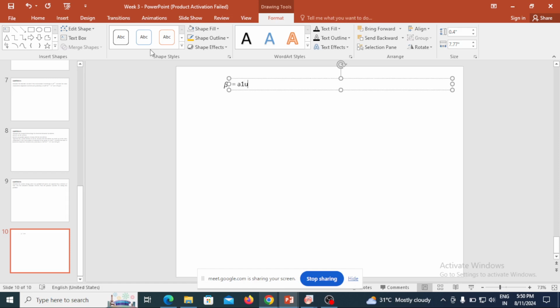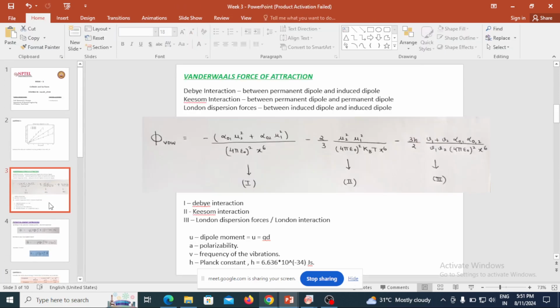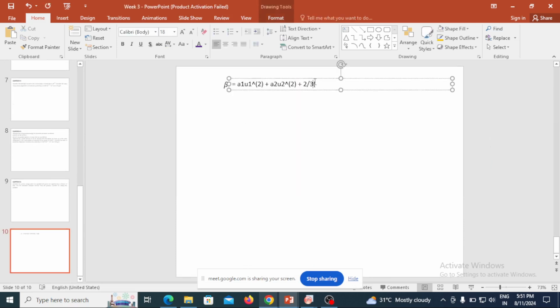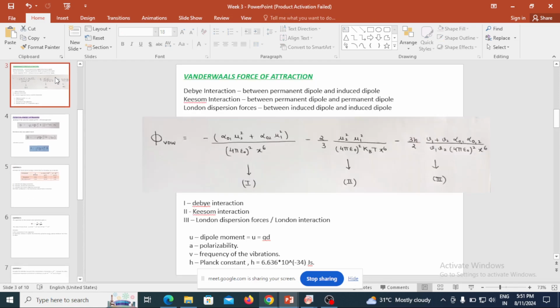alpha 1 u1, that is your dipole moment, whole square, plus alpha 2 u2, that is your dipole moment, the whole square, plus you have 2 by 3 times u1 u2 squared by kBT, both of them squared, divided by kBT, plus then you have the last one which is this expression.